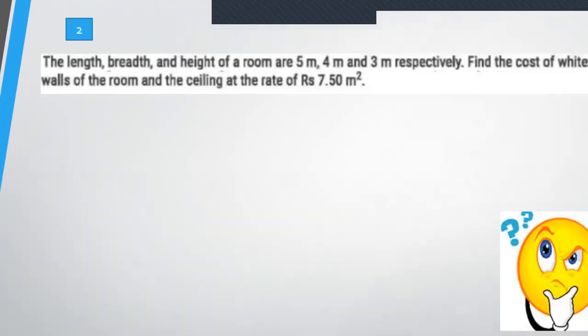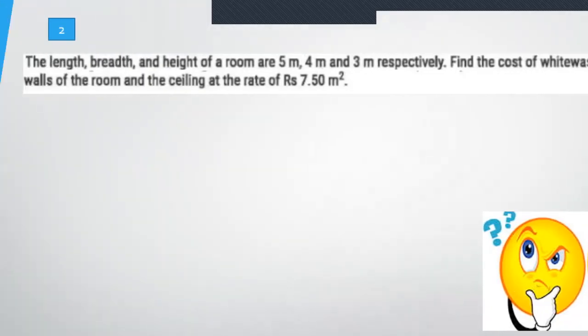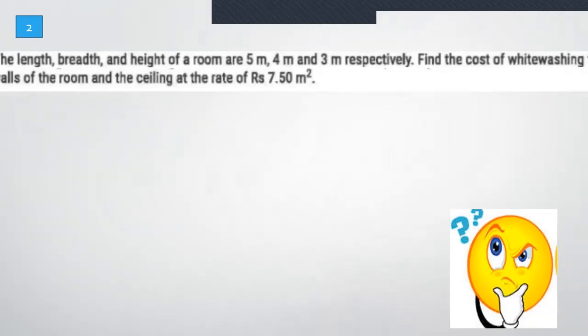The length, breadth, and height of a room are 5 meter, 4 meter, 3 meter. Find the cost of whitewashing the walls and the ceiling at the rate of rupees 7.50 per meter square. Walls, understand what has to be done. Start. Length, breadth, height 5, 4, 3. Whitewashing walls and the ceiling. Even if not mentioned, you should understand: flooring, you never whitewash. So you should understand what has to be done.